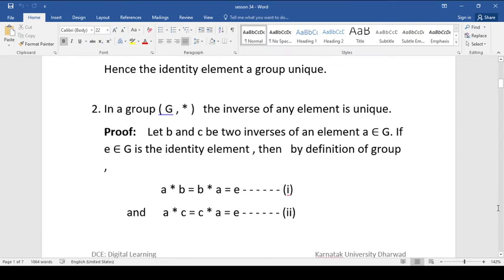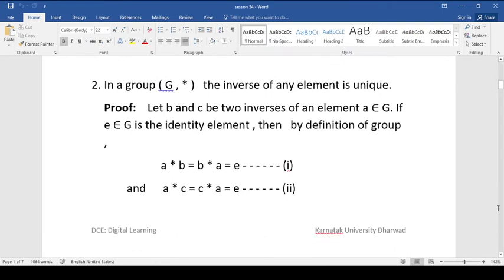Second property, in a group G, the inverse of any element is unique. So we have to prove that for one element there is only one inverse. So here also we are going to consider that there are two inverses of the same element, and at the end we are going to prove that both the inverses are equal. The proof is like this.